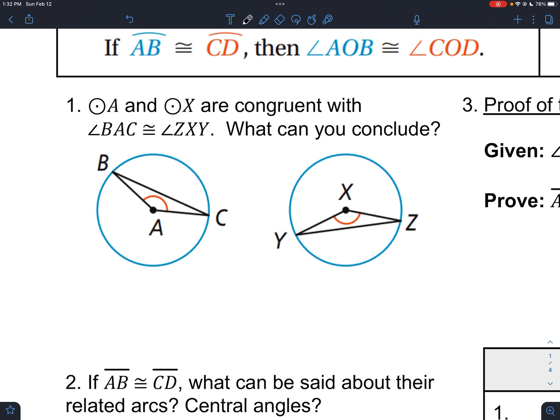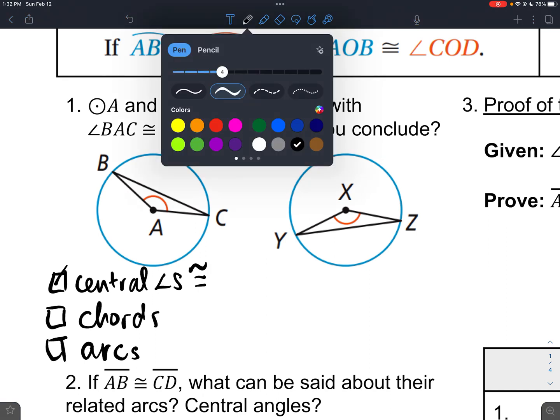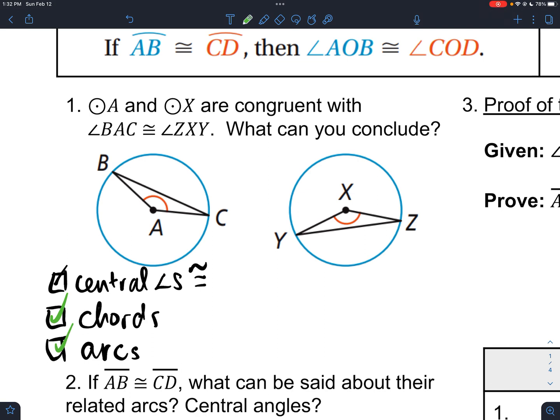So we have two circles that are congruent, same size, and we have a central angle that's congruent. What else can you conclude? Well, you can conclude that the central angles are equal, of course. But you can also conclude that the chords and the arcs that are related to that central angle are also congruent. So this is the new finding here.